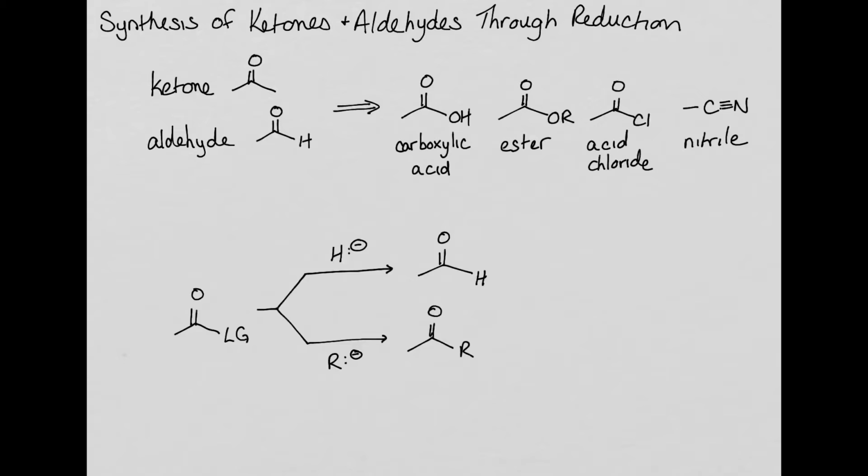Both of these processes are reductions because we reduce the number of bonds from carbon to more electronegative atoms. Remember that both the aldehyde and the ketone are easily reduced further to the alcohol, so typically we need a special, less reactive reagent to stop the reduction at the ketone or aldehyde stage. Let's start our discussion with the synthesis of ketones. First, we'll talk about how ketones can be synthesized from carboxylic acids.